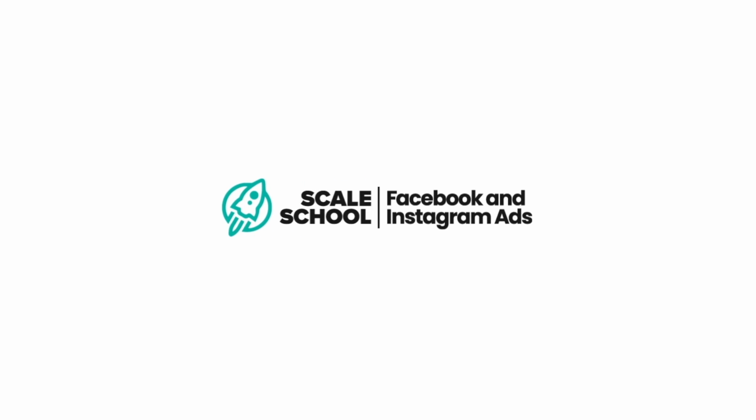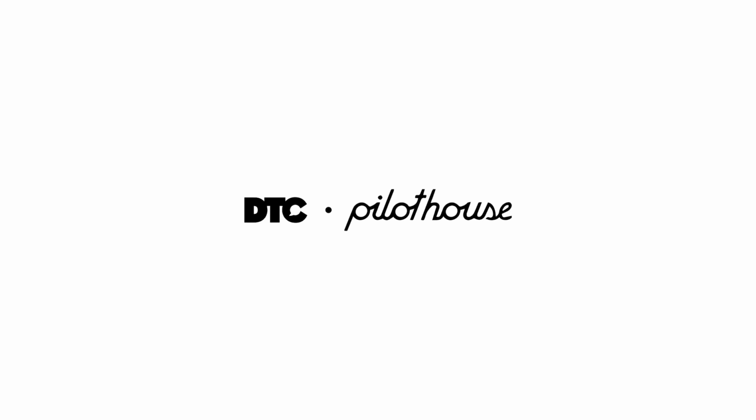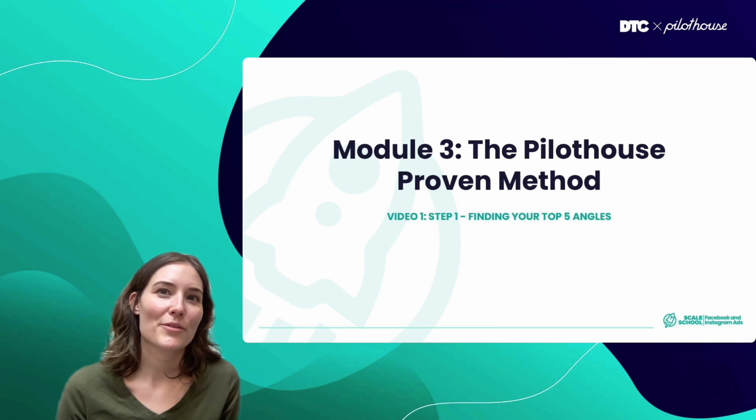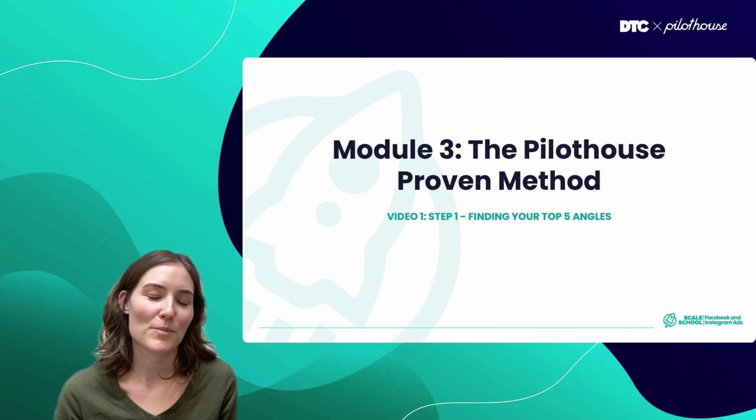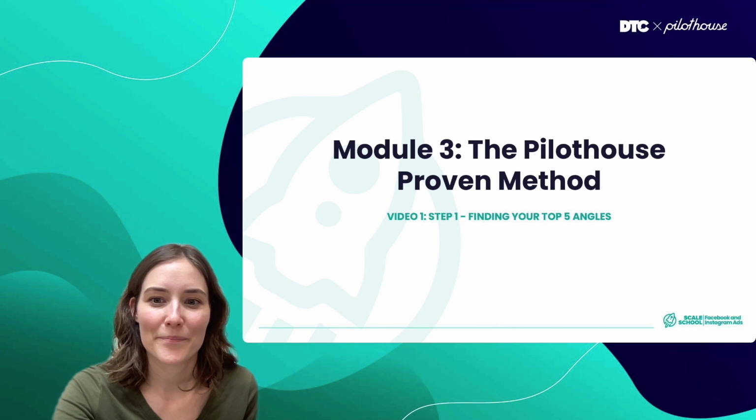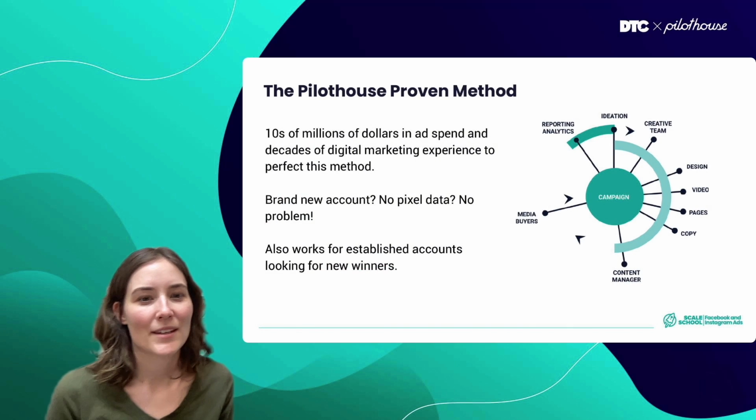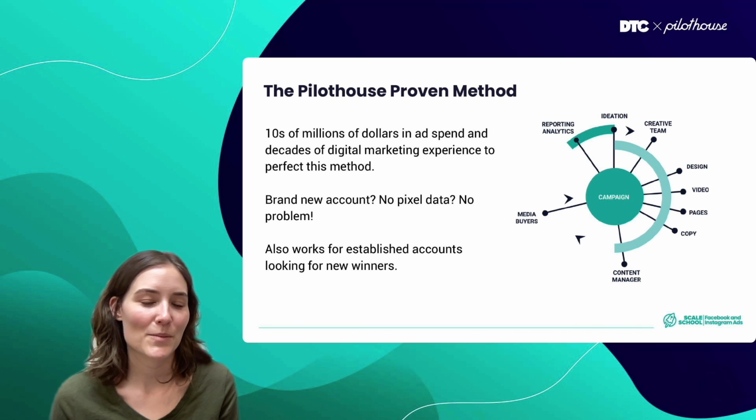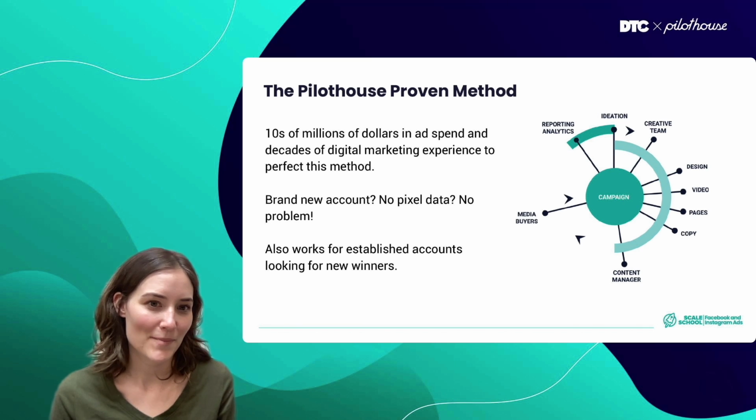Welcome to Module 3, the Pilothouse Proven Method. This is Video 1, Step 1, Finding Your Top 5 Angles. In this module, we're going to take you through the Pilothouse Proven Testing Method. This is the exact same method that we take every single client through when they come to us. We've spent tens of millions of dollars in ad spend, and we have decades of digital marketing experience that we've used to perfect this method.